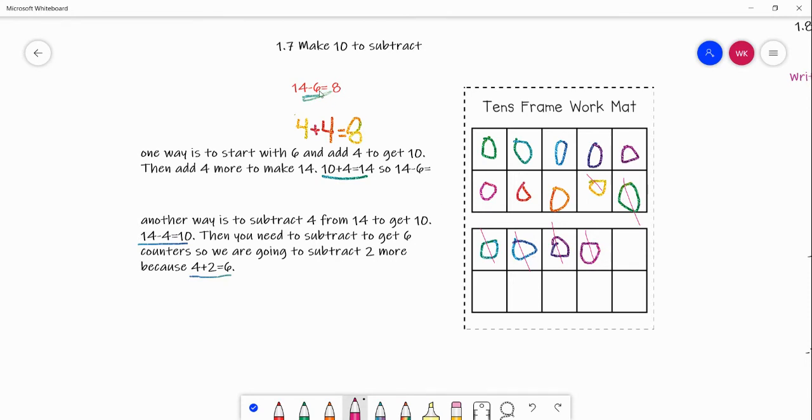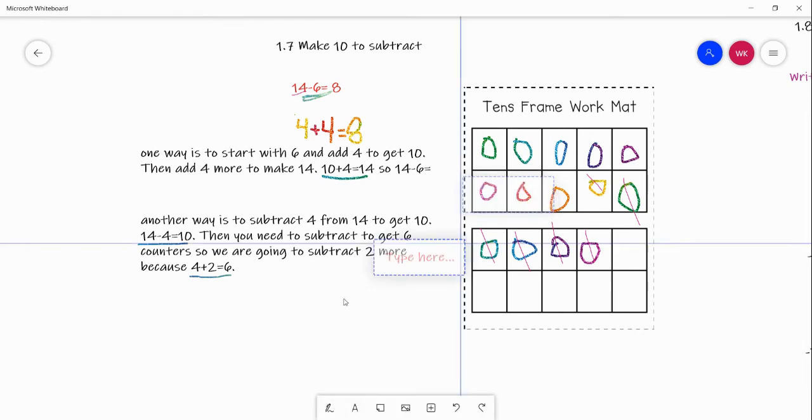And that is one of our number add-ins. And then our 14 is right here. 1, 2, 3, 4, 5, 6, 7, 8, 9, 10, 11, 12, 13, 14. That is another one of our add-ins. And now let's count. How many counters do we have left over that aren't crossed off? Ready? 1, 2, 3, 4, 5, 6, 7, 8. So we know that 14 minus 6 equals 8. Let me go over that strategy one more time for you guys.